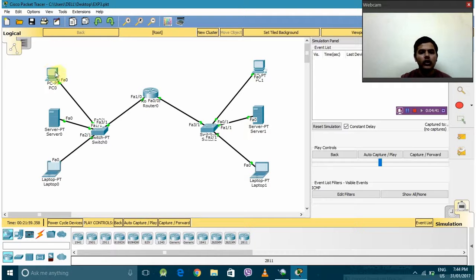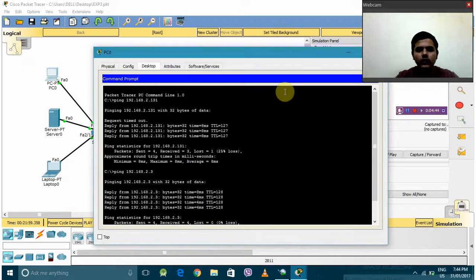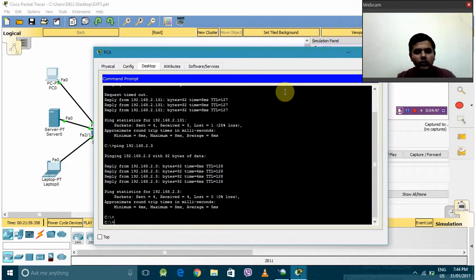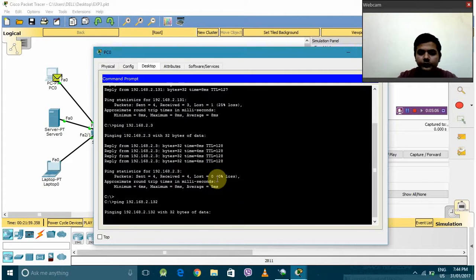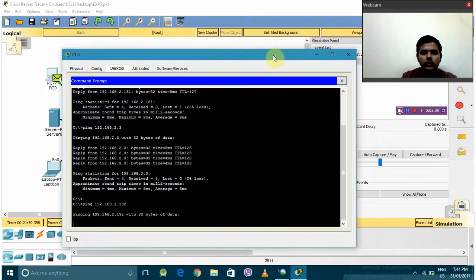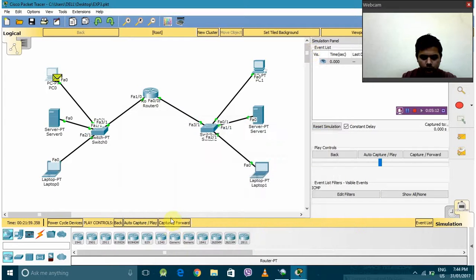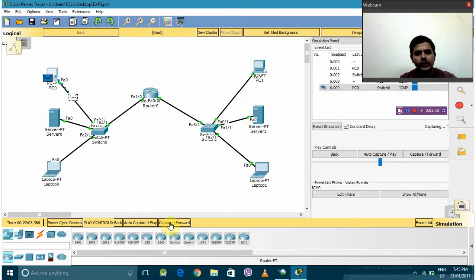So now let's check out that simulation. Control C for stopping, and again we would type ping followed by 192, followed by the IP address of any of the end devices of another network. So 192.168.2.132. As you can see, now this packet is ready for the simulation.